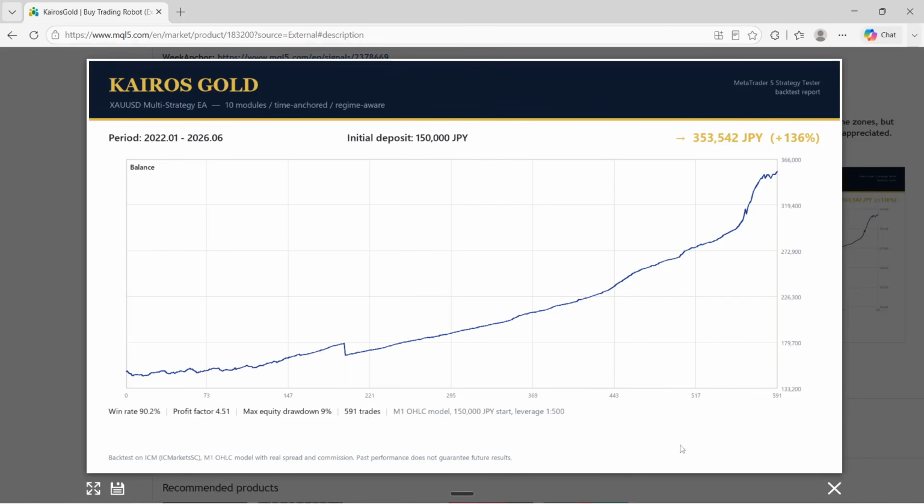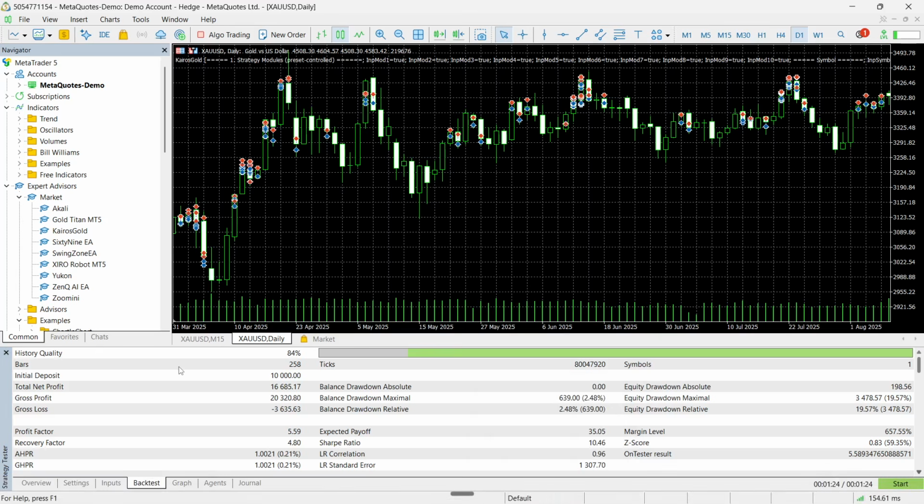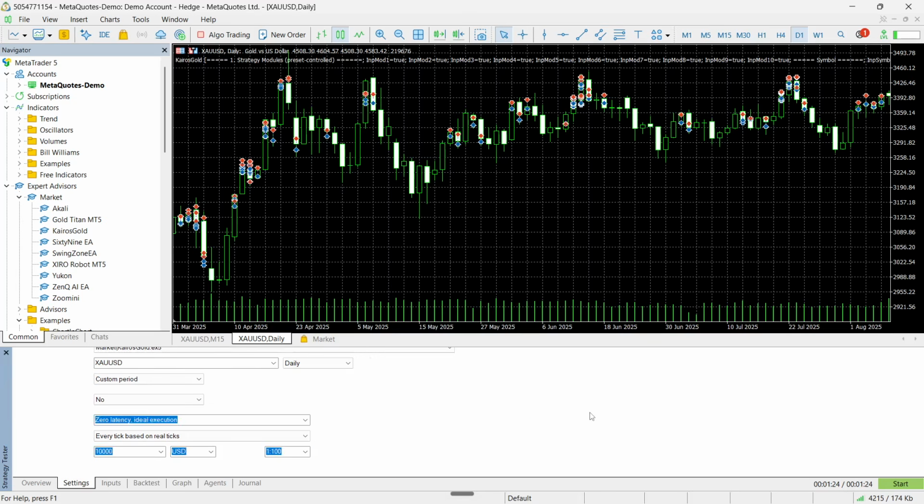Alright, so this is all well and good, but what happens when I put it through my own personal backtest? Let's quickly head over to MT5 and take a look. Alright, so like I said, I was opportune to test the EA using the recommended settings and pair. As you can see, I have my EA installed here, the KairosGold EA, and I use the XAUUSD gold symbol on the daily time frame for a custom period of 1 year ranging from the 1st of April 2025 to the 1st of April 2026.